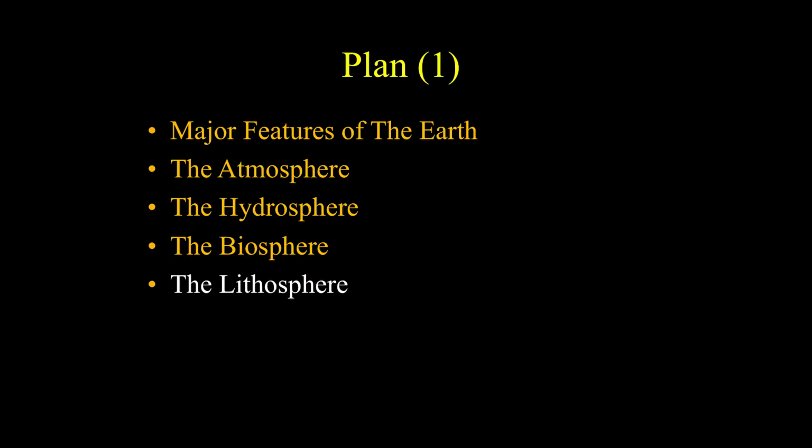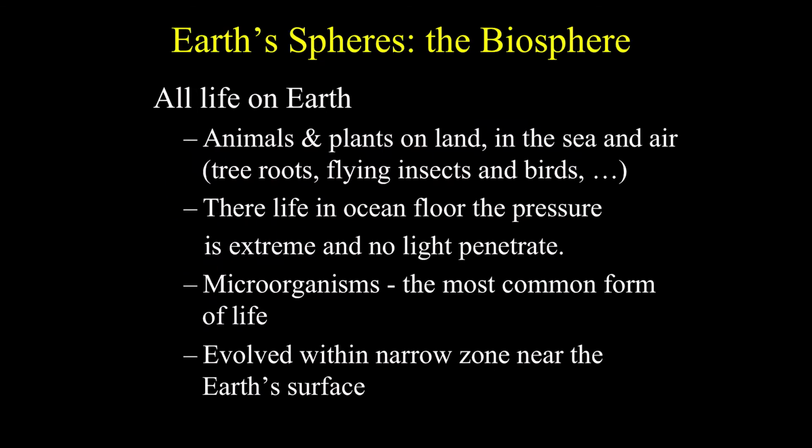Let us now turn to the biosphere. The biosphere includes all life on Earth, animals and plants on land, and in the sea and air. This includes tree roots, flying insects and birds, and much more. Notice that there is life in the ocean floor despite the fact that the pressure is extreme and there is no sunlight penetration. Yes, even deep under the terrestrial ground and the seafloor, life is very abundant, albeit mainly in the form of microorganisms which are not visible to the naked eye.